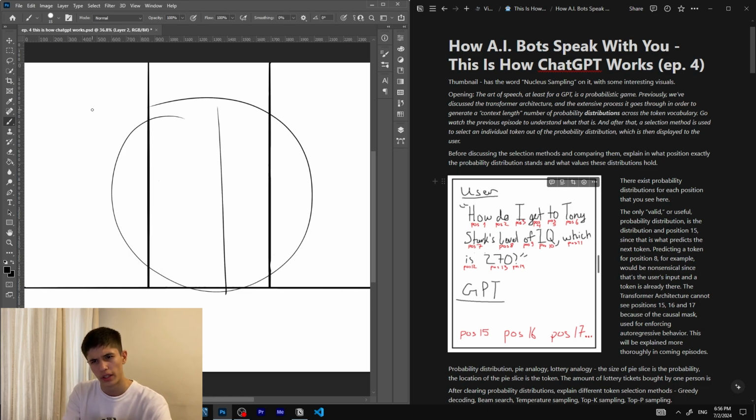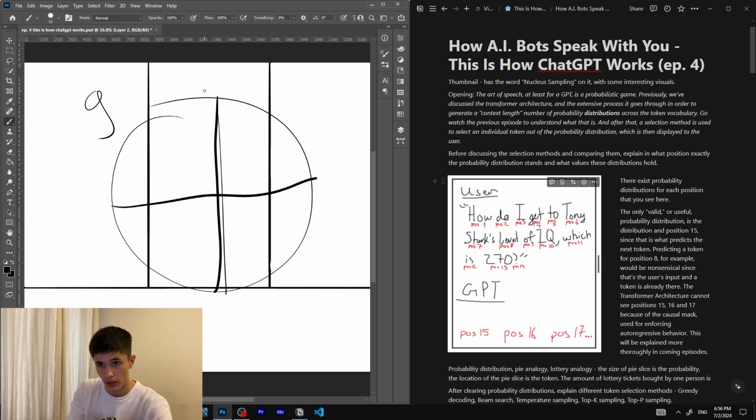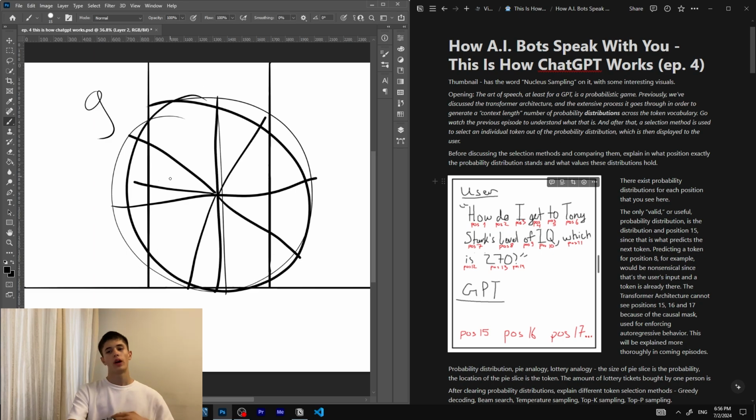Actually, let me just do something like 9. Right. So you got this beautiful pie. Now the reason why I drew it so uneven is for you to understand how it actually works. So you can imagine in this analogy that the location of the pie, like it's at the 0th degree or whatever, is the token itself. So essentially the pie slice right here is the token itself, and the size of the pie is the likelihood of the token being chosen.